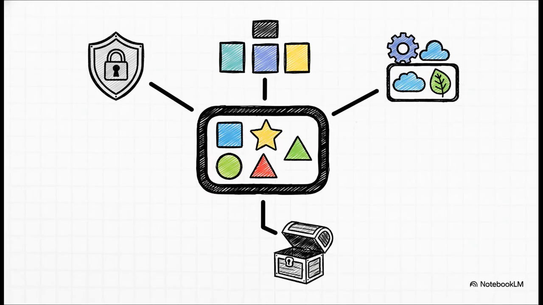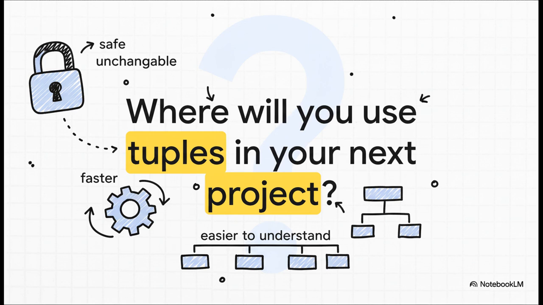So let's bring it all together. Why should you use tuples? First and foremost, to guarantee your data's integrity. Plus, they're often a bit faster than lists. And here's a big one. Because they're immutable, you can use tuples as keys in a dictionary, something you absolutely cannot do with a list. So now you've got the full picture. The next time you're writing some code, think about your data. Do you have a collection of items that should never, ever change? If the answer is yes, then a tuple isn't just an option, it's probably the best tool for the job.